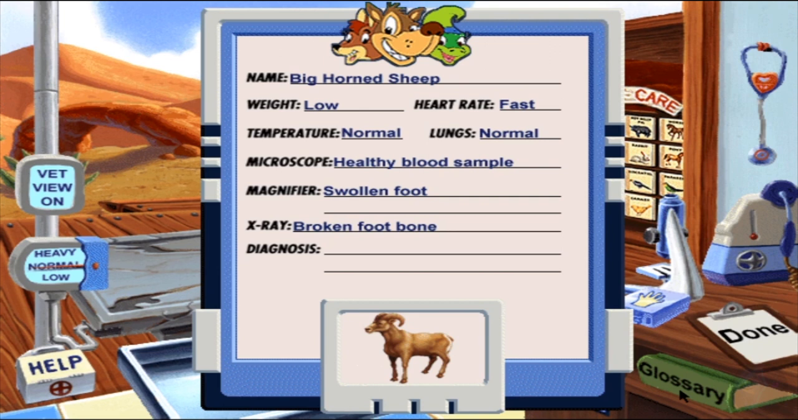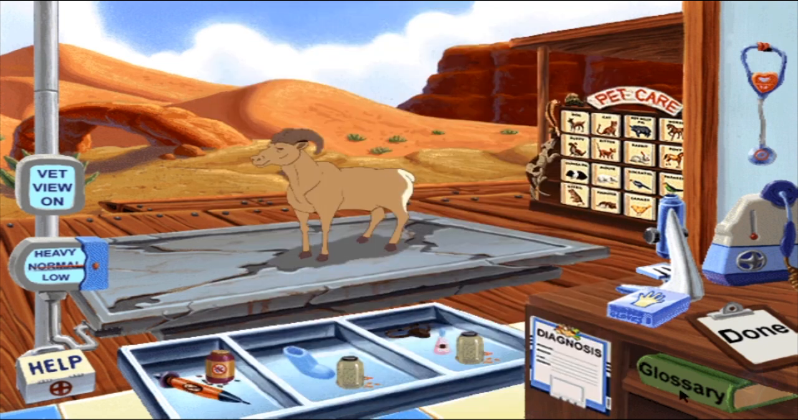The X-ray reading is very important. It reveals a broken bone in the foot. The bighorn sheep has a broken foot. Now that we know what the problem is, I will set up three trays full of different treatments. You need to pick the tray that contains the proper treatment for the animal.